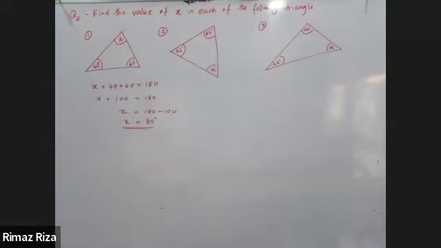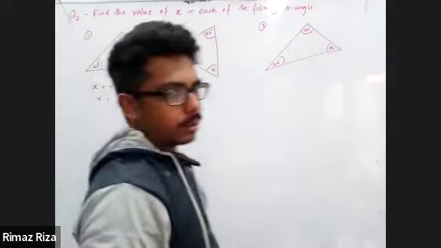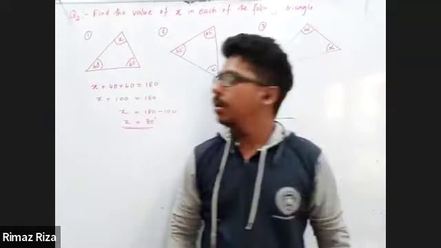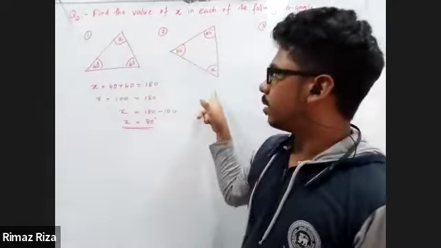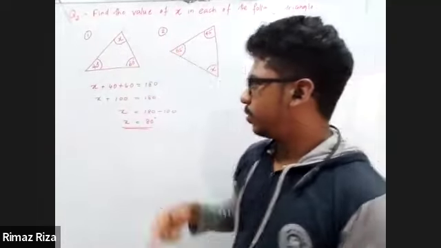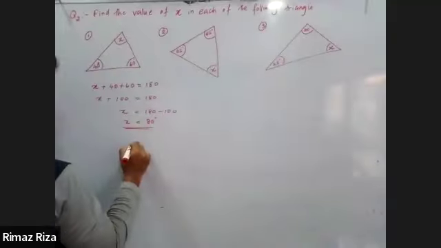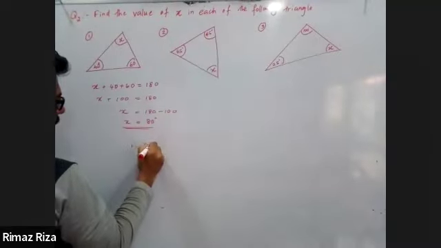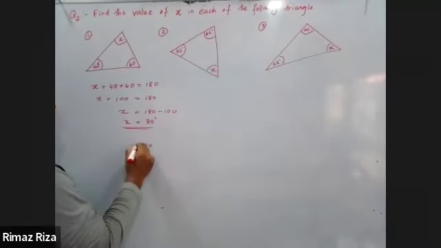You also finish. If you finish, you can text the answer, like put the question number and the answer. Now for the first one, you can write 180. X equals 80.